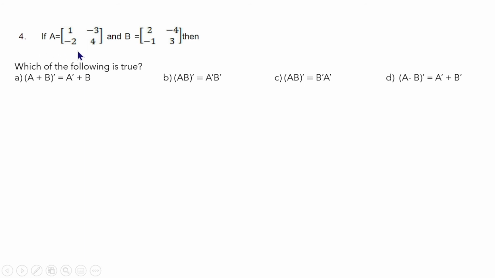Next question, if A and B are these given matrices, then which of the following is true? A plus B the whole transpose equal to A transpose plus B, then AB the whole transpose equal to A transpose B transpose, then AB the whole transpose equal to B transpose A transpose, and A minus B the whole transpose equal to A transpose plus B transpose. So all these are not correct. Only AB the whole transpose is equal to B transpose into A transpose. So this is correct.